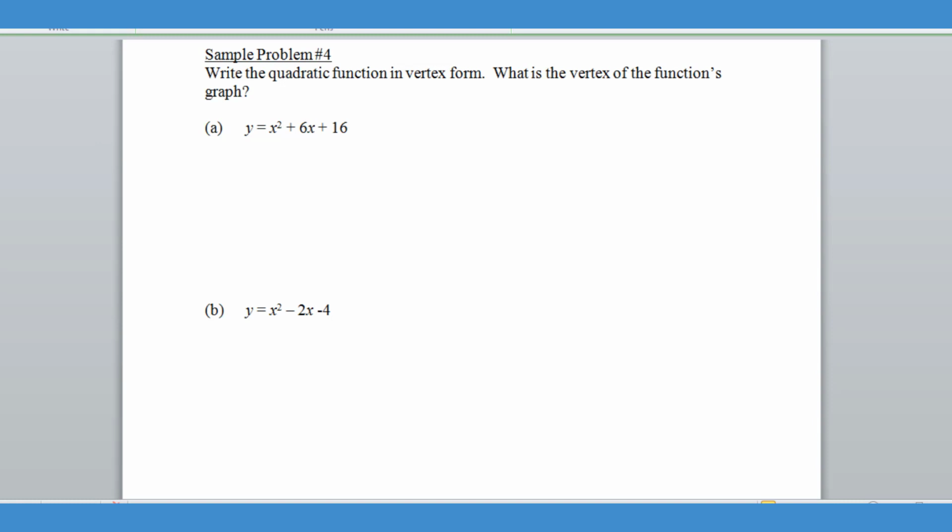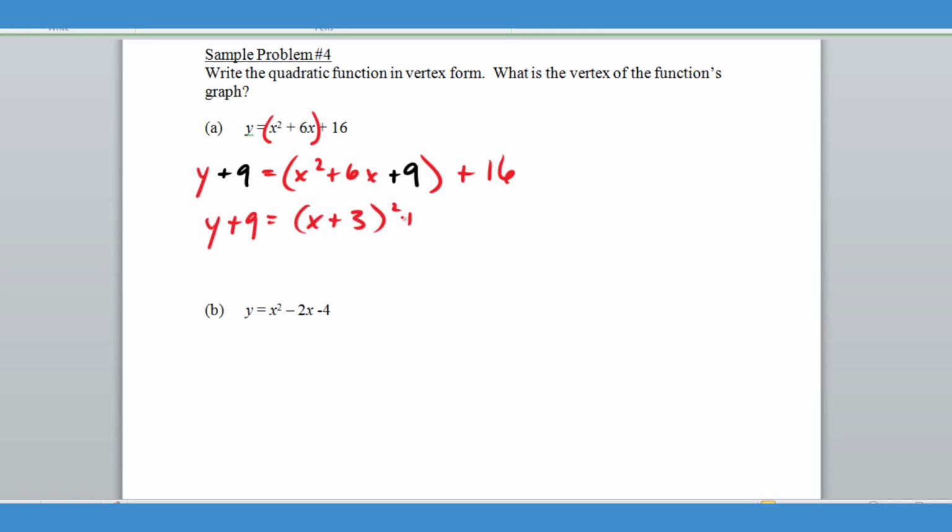Okay, so the first thing I want to do is group these off. I want to complete the square for x squared plus 6x. In doing that, I'm going to end up adding 9 to both sides here. So I'm going to have x squared plus 6x plus 9, and I want those grouped away from the 16. And then when I do that, I'm going to create a perfect square trinomial. So I have y plus 9 equals x plus 3 squared plus 16.